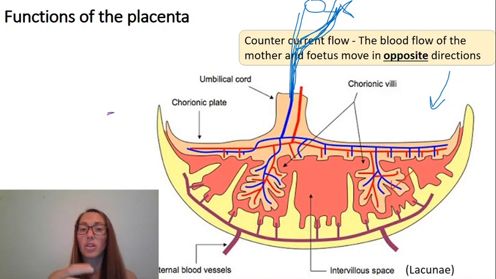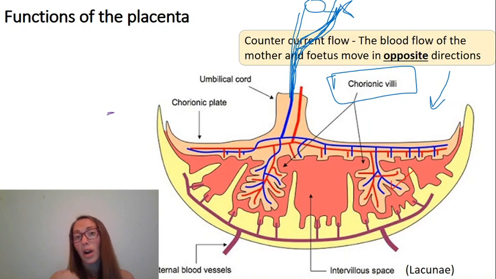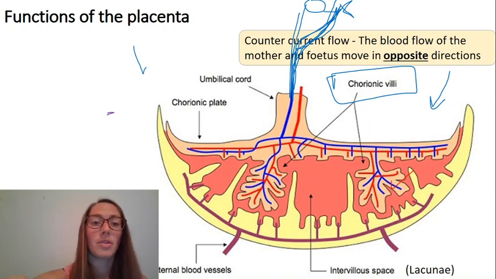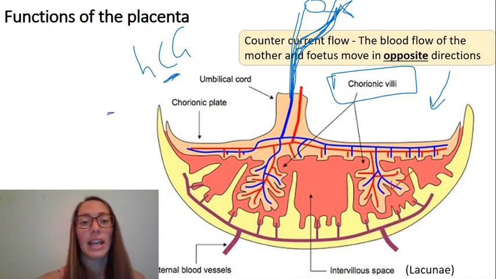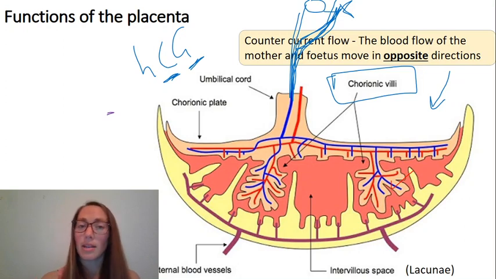Okay, so remember it's the human chorionic gonadotropin gets released from the chorion layer in early embryology. Okay, and the chorion layer, hence human chorionic gonadotropin, so it's released from the chorion layer and the hormone goes to the gonads, it goes to the ovaries and signals to the corpus luteum to not break down. But you can see this chorion layer has also grown and developed chorionic villi.